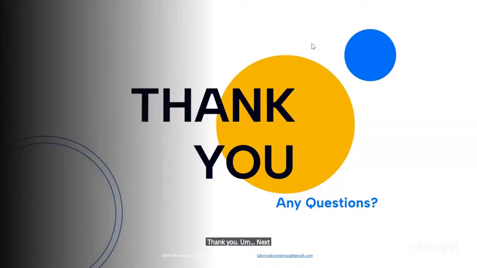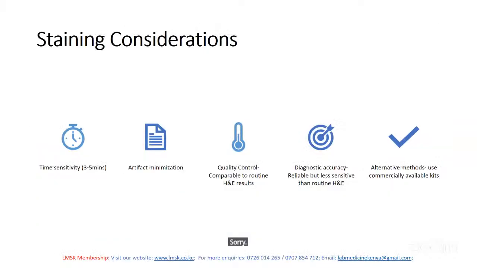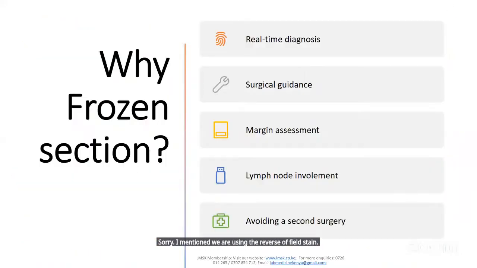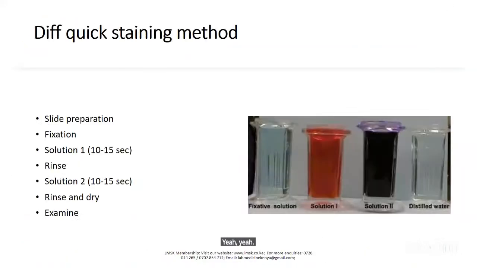Next question from Emmanuel Baraza. What are the stains used in DIFQuick? I mentioned we are using the reverse of field stain. The reverse of field stain, we have field stain A, which is now our solution 2, and field stain B, which is normally our solution 1. So it's just a reverse of the field stain.